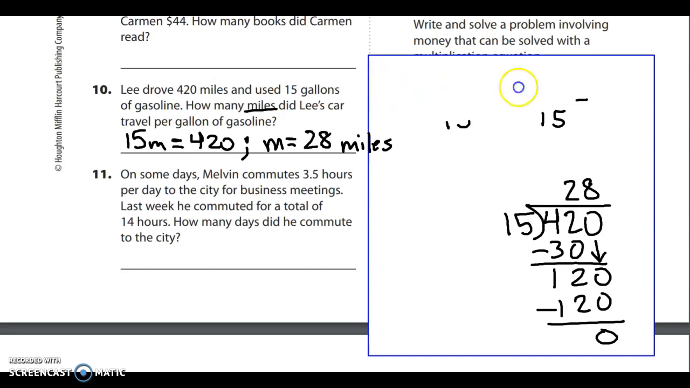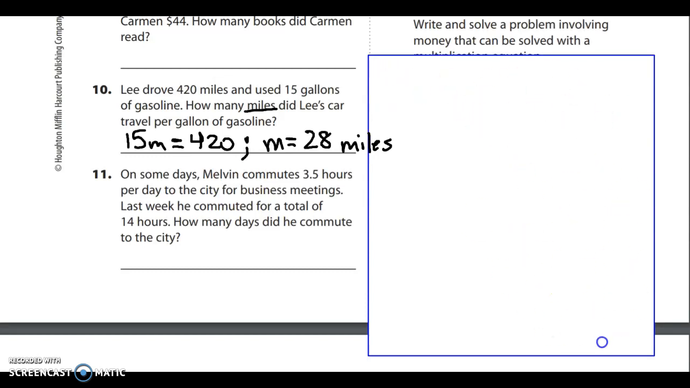We're on number 11. Number 11 reads, on some days, Melvin commutes 3.5 hours per day to the city for business meetings. Last week, he commuted for a total of 14 hours. How many days did he commute to the city? So let me help you understand how to set this up. For a total of 14 hours means that's the end of my equation, 14. And then I've got 3.5, and it's 3.5 multiplied by I don't know.